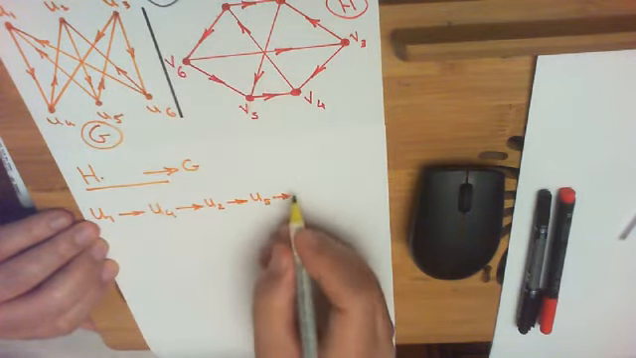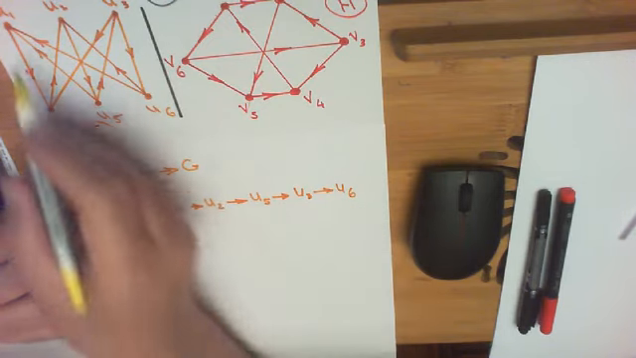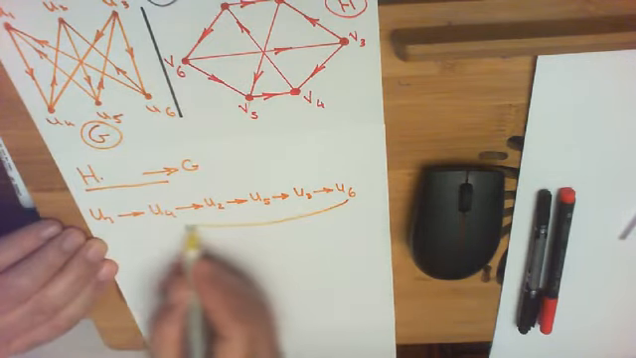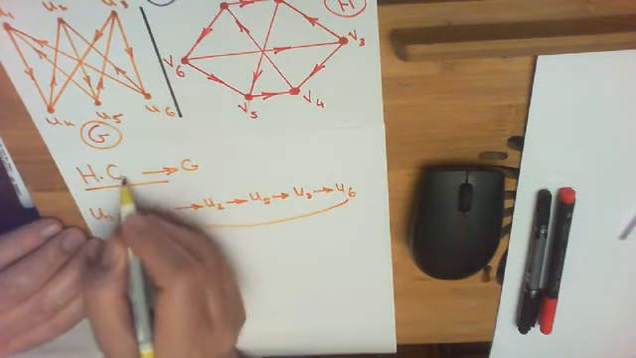From U3, you are forced to go to U6. From U6, you have to go to U2. No, you already visited it, but you can go back to U1. So it is a circuit, a Hamilton circuit for graph G. Is there a similar one in graph H?